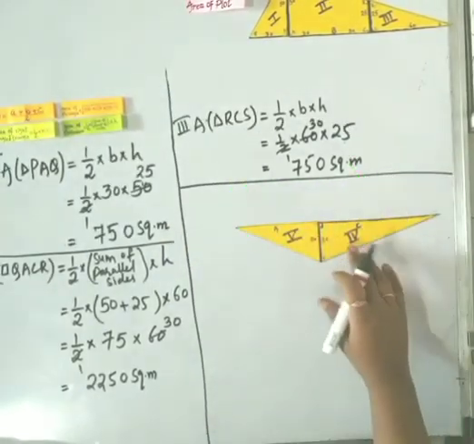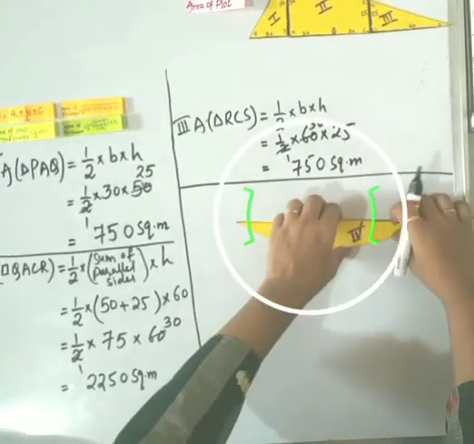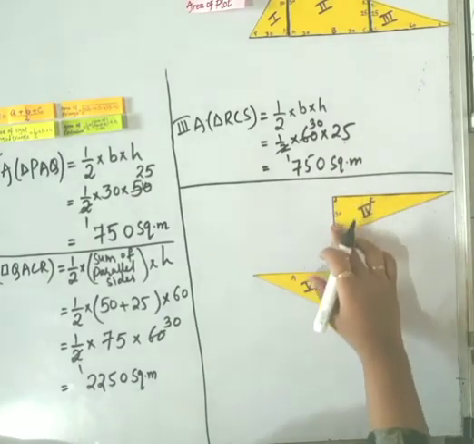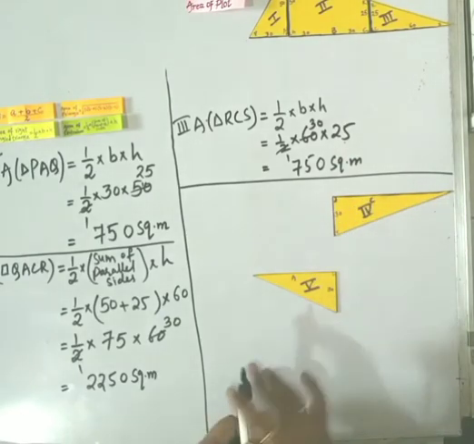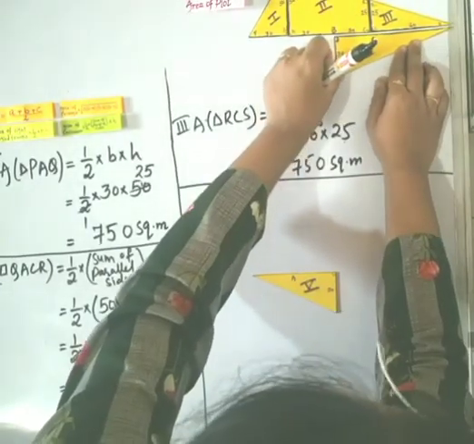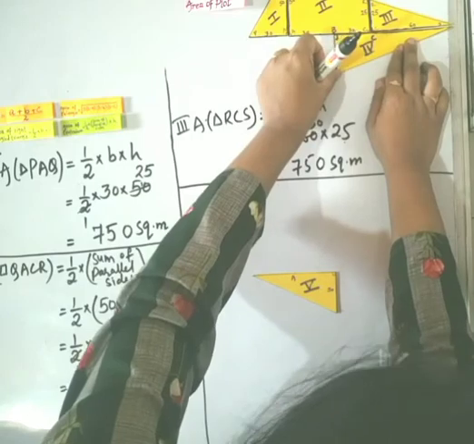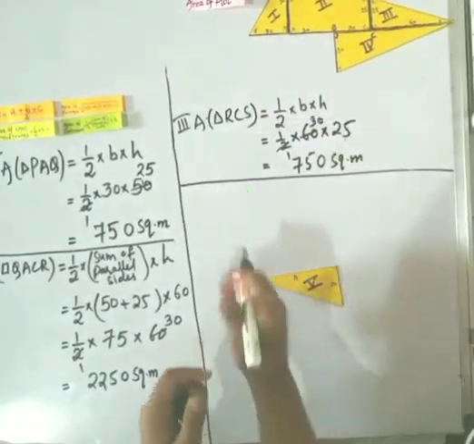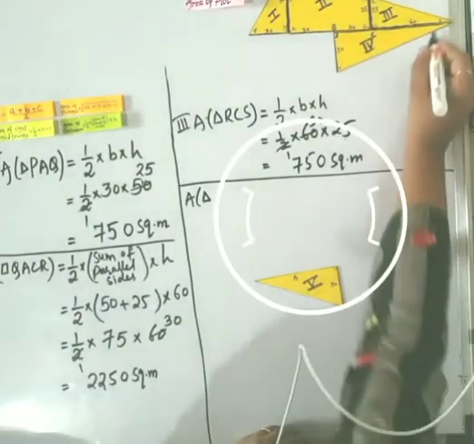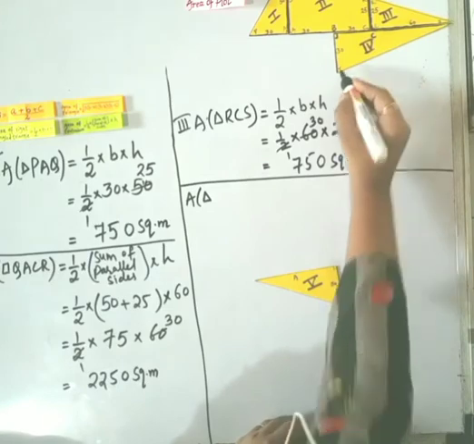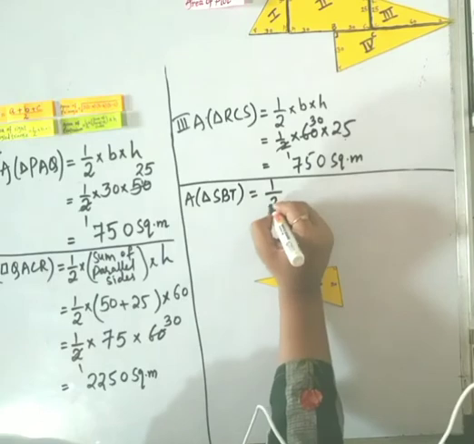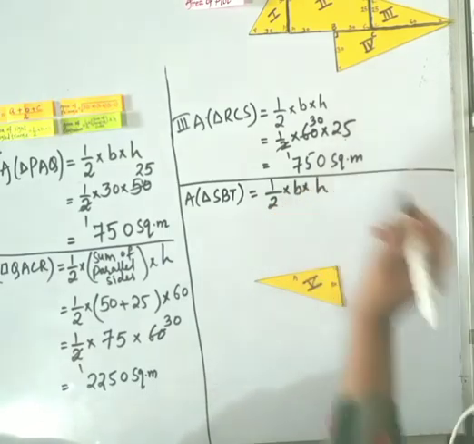Okay, now I'll come to this fourth part. This is my fourth part. This fourth part is again a right angle triangle. Okay, I am putting this fourth part on its place. Here it is. Okay, let's see what is the name of that fourth part. As it is of triangular shape, I have written triangle here, SBT.